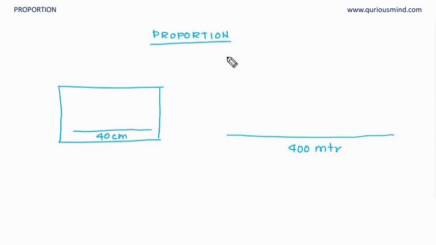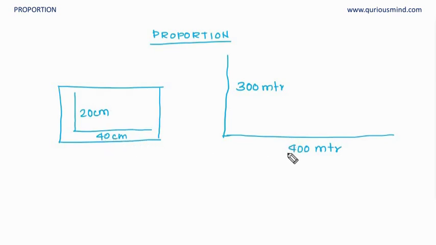If the actual Taj Mahal's height is 300 meters, then what should be the height of the Taj Mahal in the picture? Now if I put it, let's say, 20 centimeters, the Taj Mahal will not look like the actual Taj Mahal. It will look distorted. So what I need to do is keep the same ratio.